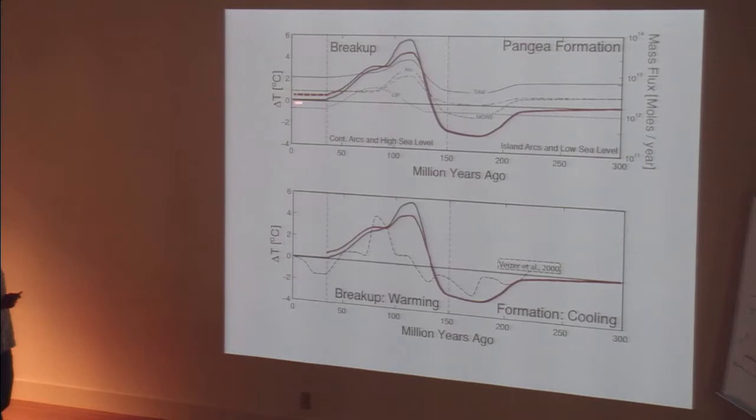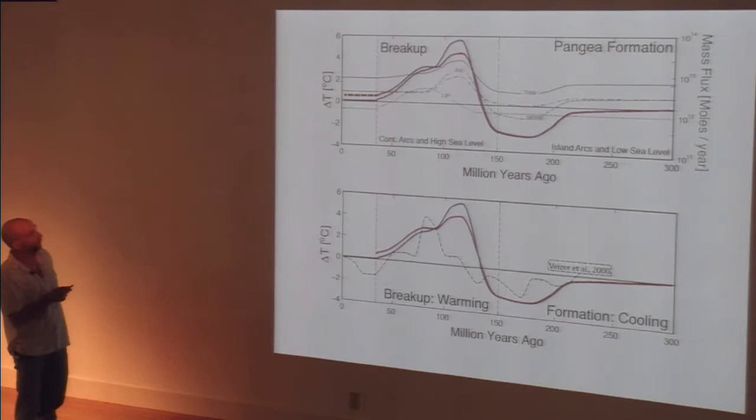The top curve, and in both of these, we're just going to look at the blue curve. So what you're looking at is a predicted temperature change through this cycle. I've reversed it, so now we're looking back in time, a million years ago. The blue curve is what happens when I have no dependence of chemical weathering on orogenesis.